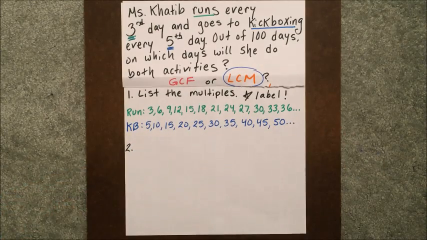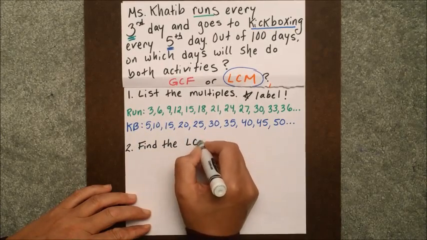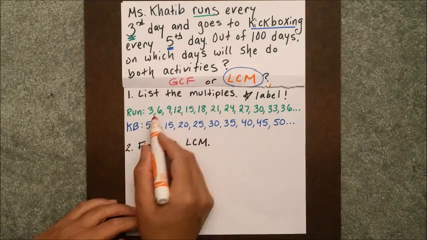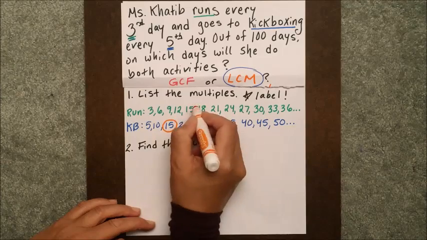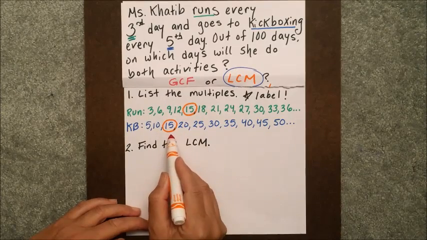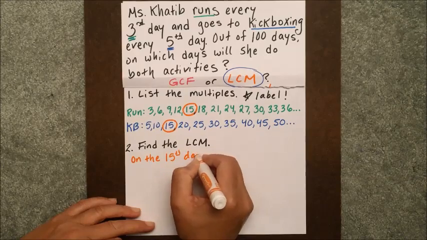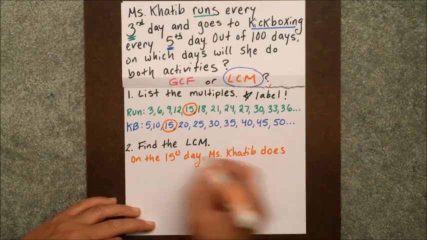Okay, our second step is we need to find the LCM, or the least common multiple, to know which day both activities happen. And that will be on the 15th day, because that's the day I run and do kickboxing on the same day. So as a sentence, we could say that on the 15th day, Miss Khatib does both activities.